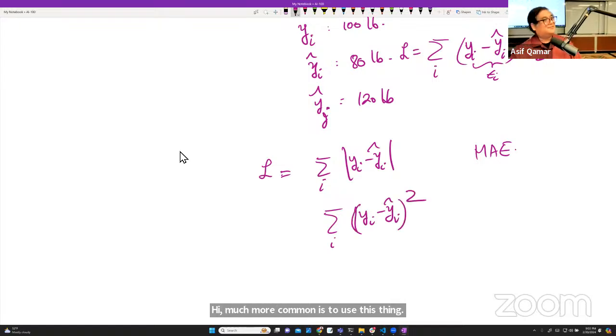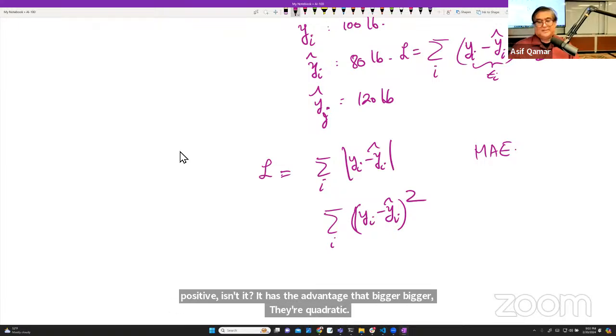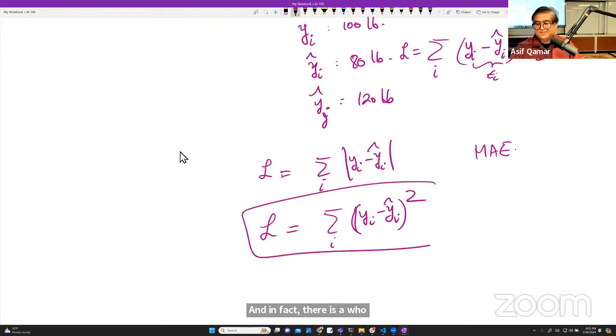You can just square the errors. When you square numbers, they all become positive, isn't it? It has the advantage that bigger errors get bigger penalties. They're quadratic penalties, isn't it? And in fact, who discovered, by the way, this loss function?